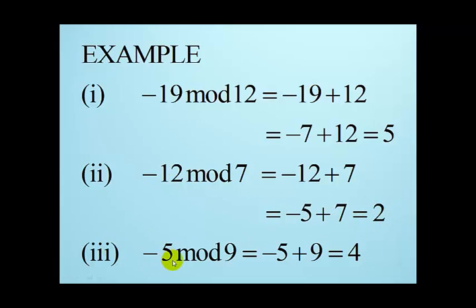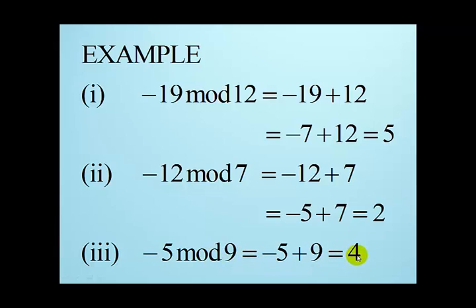Minus 5 mod 9. Because the number is negative, that is negative 5, and we are working in mod 9, we add 9 to the number minus 5 till we get the first positive answer. So minus 5 mod 9 is equal to minus 5 plus 9, and the answer is 4, and 4 is the positive answer. So that is the first positive answer, and therefore minus 5 mod 9 is equal to 4.